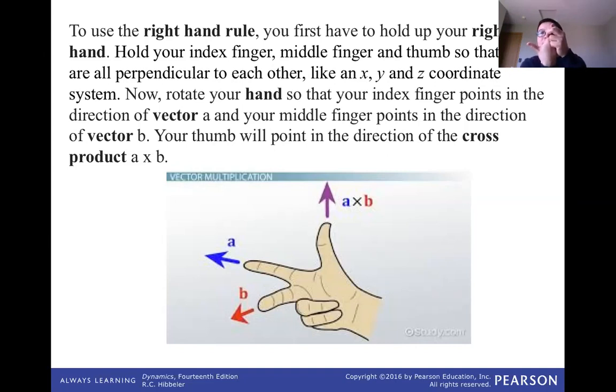Omega in the previous slides was in the upward direction, and r is pointing in that direction, so your thumb is pointing in that direction. That's how v will be determined. You can use this right hand rule. There are different versions of right hand rules, so pick the one you are most familiar with to determine the direction of the cross product of two vectors.